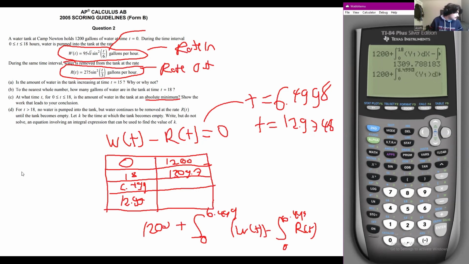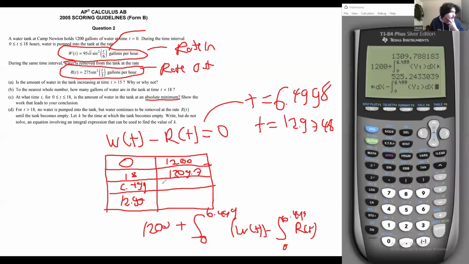So guys, what I did first: initially I had 1200 gallons of water. Over here, this is my rate in until the time of 6.499. Why did I use 6.499? Because that's the intersection point of this rate in and rate out, which gives me either an absolute min, an absolute max, or nothing. So we're just going to compare them. And after that, we got our rate out. I used it on my calculator, and I got 525.24.